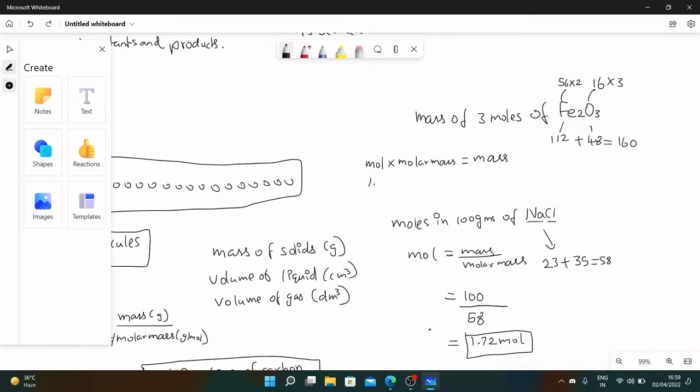Never mind, that's 3 over here, this is the question. So 3 into 160. That is going to give us 480 grams. We need 480 grams of iron oxide to get 3 moles of it.